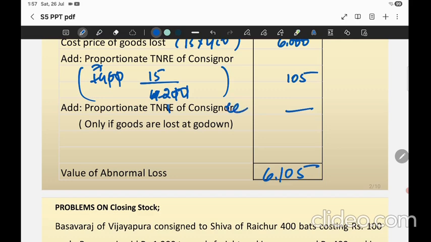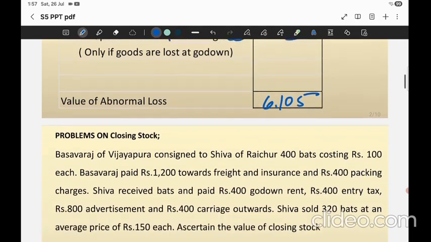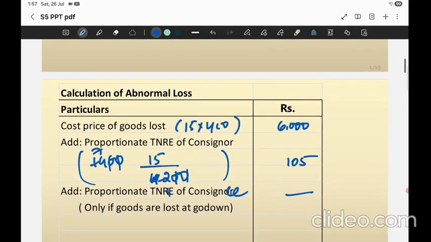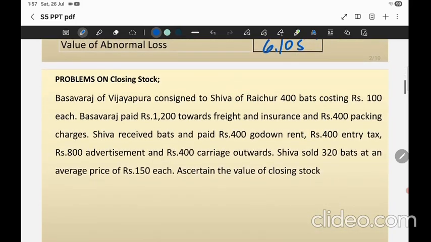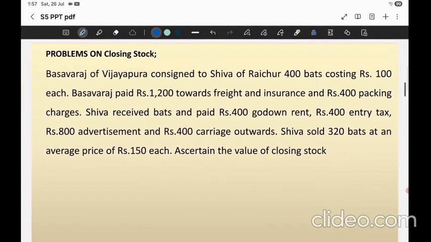As I said, the consignee's non-recurring expenses we will not be considering. The reason is that the goods have been destroyed or lost before they reach him. So when they did not reach him, the question of spending on those goods will never arise. Now, this was regarding valuation of abnormal loss. Next is valuation of closing stock.